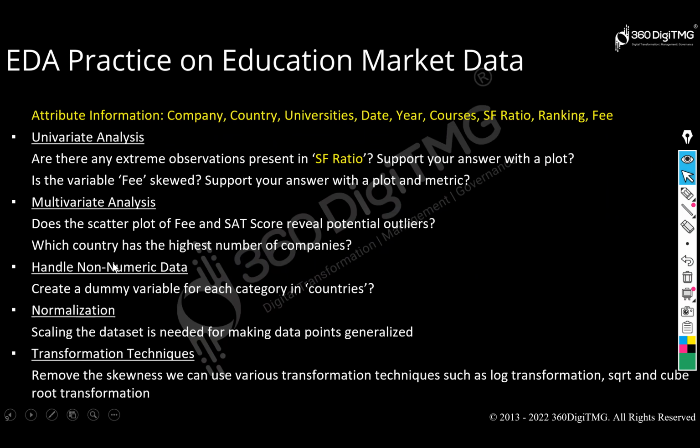Then univariate and multivariate analysis we have discussed. So attribute information: company, country, university, date, year, course, SF score ratio, rank, fees. For univariate analysis, are there any extreme observations present in the SF ratio? For multivariate, do the scatter plot, and handle non-numerical data, where we create a dummy variable for each category in countries.